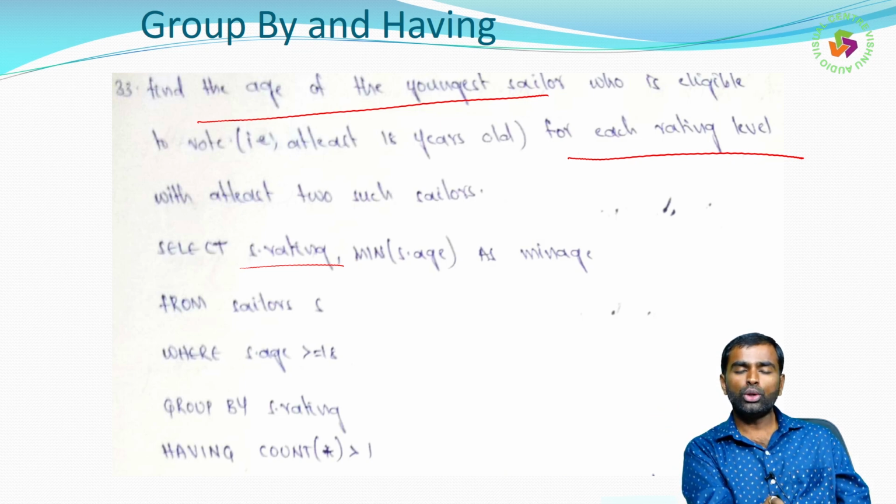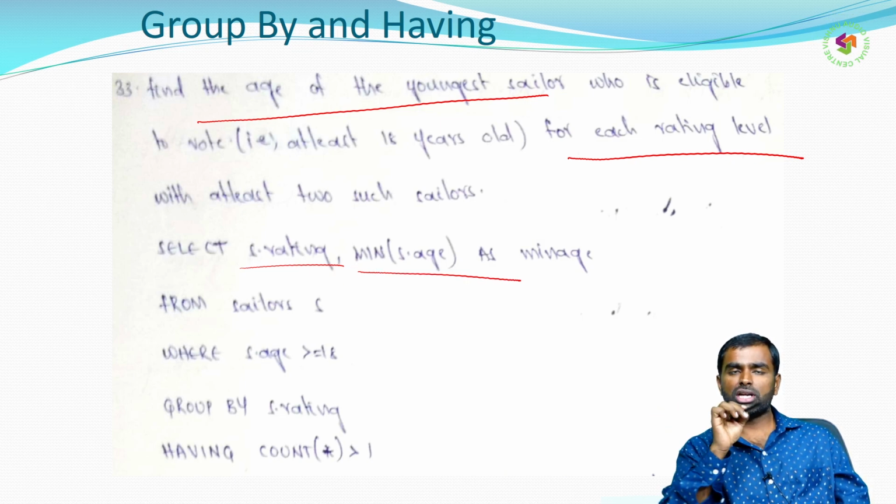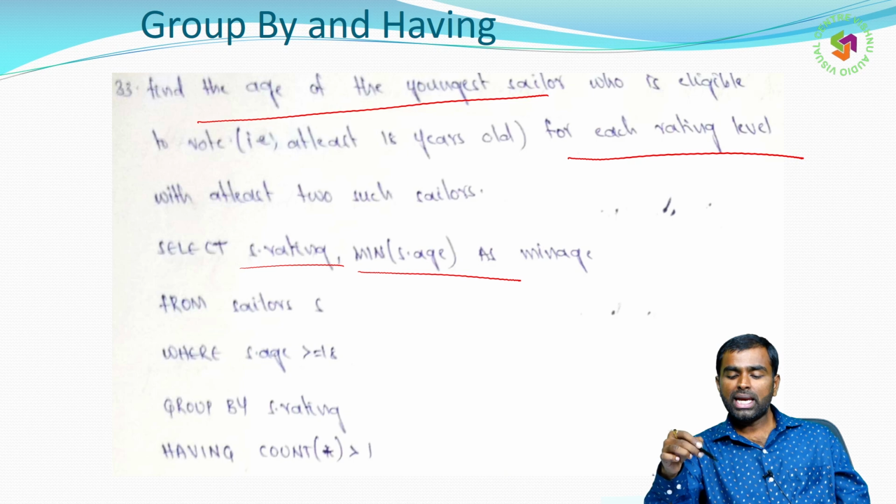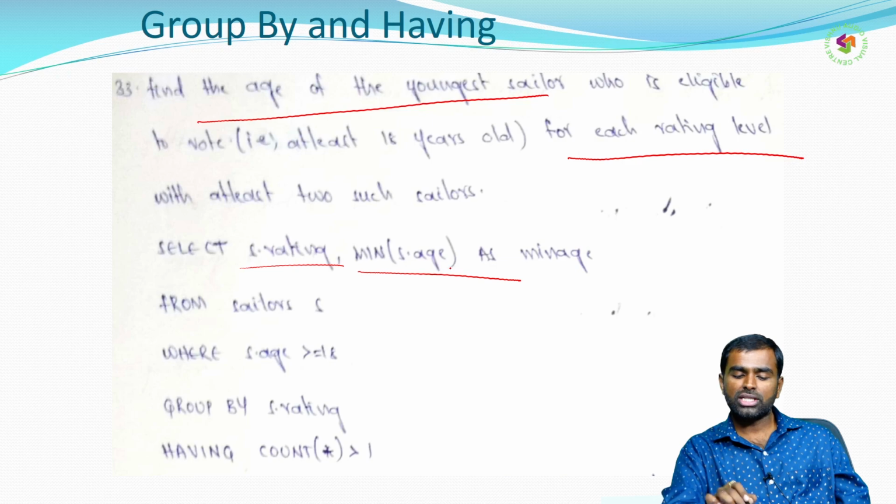So in the select portion you need to give S.rating, comma, min of S.age. S.rating is what you need, comma, min of S.age. In S.age, for rating 10, what is the minimum age? That min of S.age can be given here. Select S.rating, min of S.age.